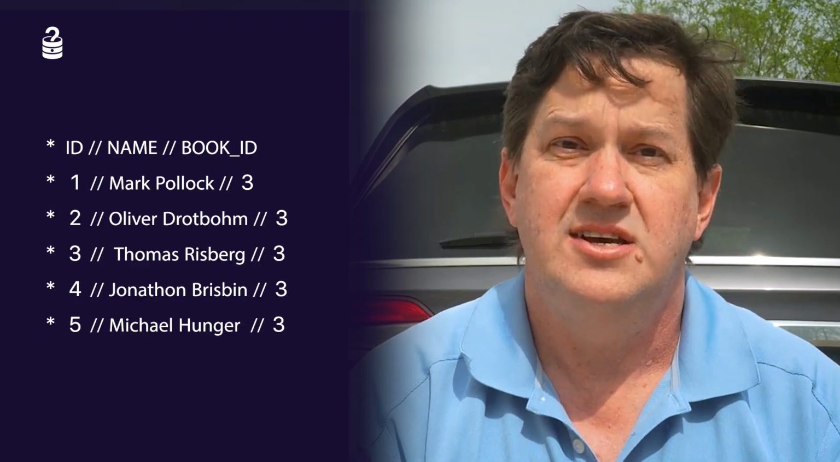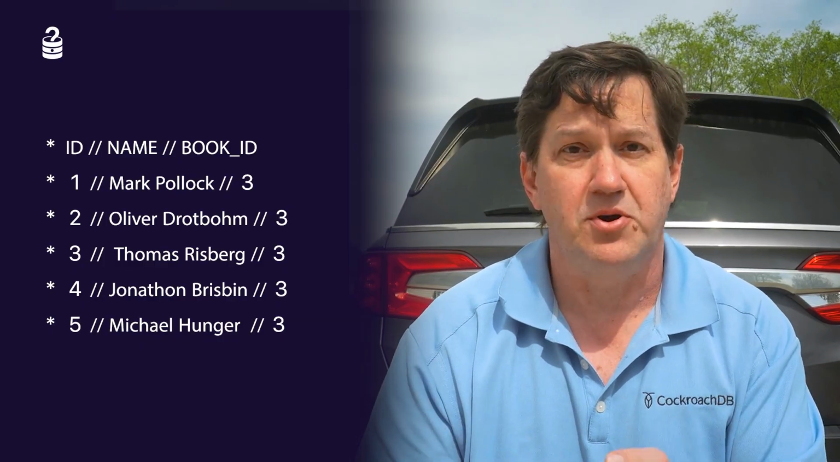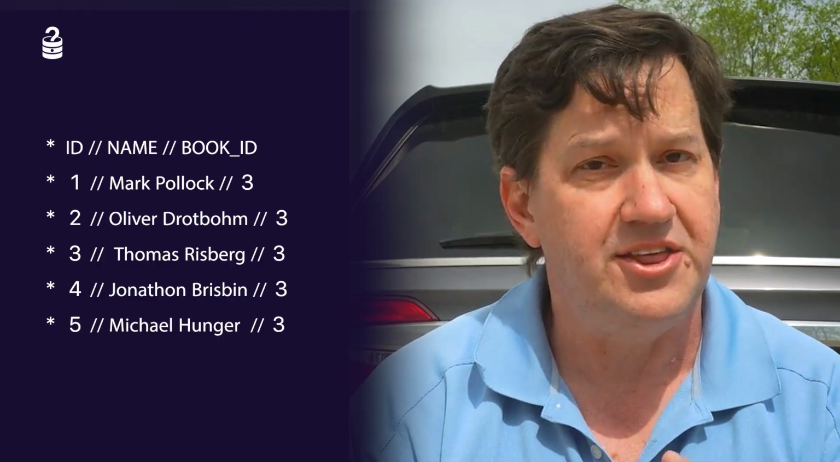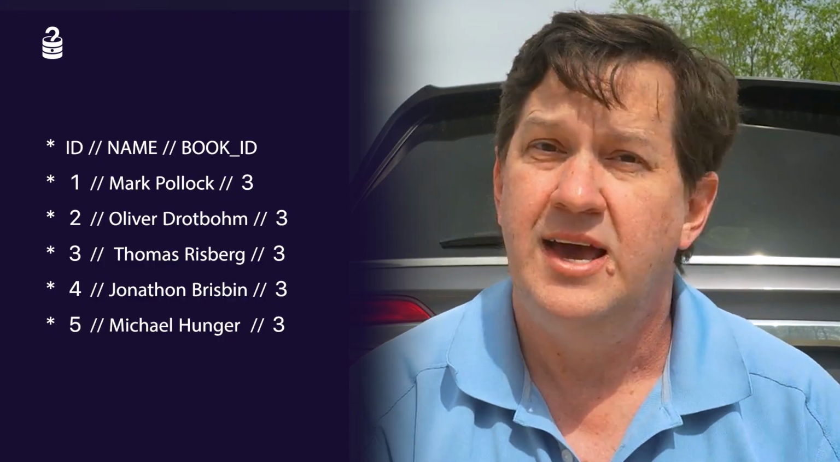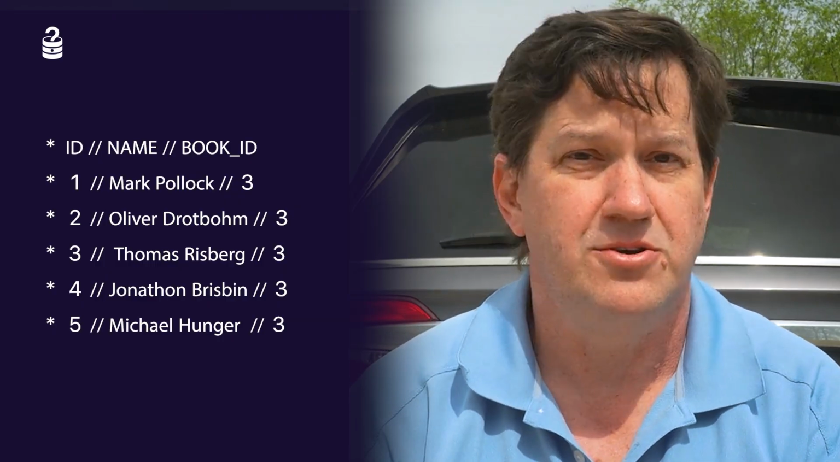And in this case, 1, Mark Polak, book ID 3. 2, Oliver Drotbohm, 3. 3, Thomas Risberg, 3. 4, Jon Brisbin, 3. And 5, Michael Hunger, 3. That third column contains the primary key from the related book table, row 3.